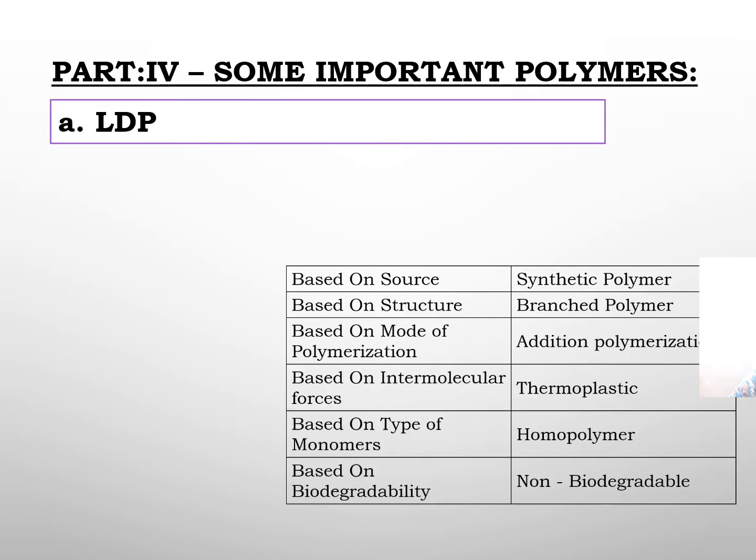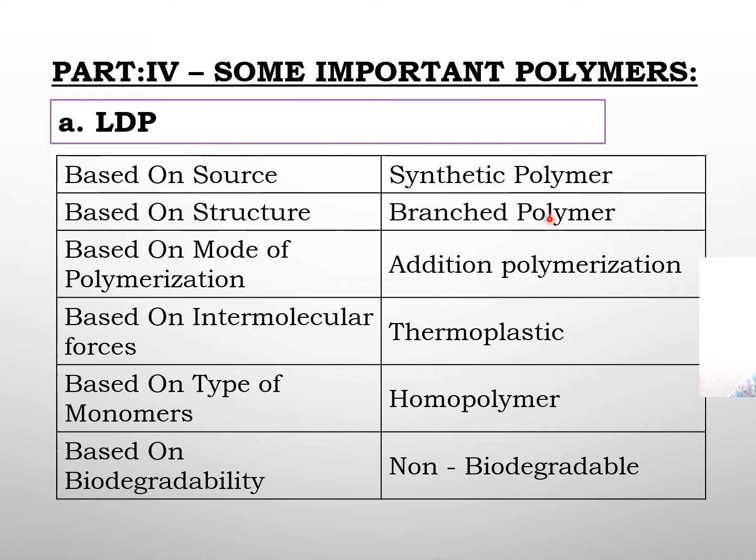So here are the characteristics of LDP. It is a synthetic polymer. It is a branched polymer. It is formed by addition polymerization. It is a thermoplastic and it is made up of a single type of monomer. So it is a homopolymer and it is non-biodegradable. So these are the characteristics and the category to which low density polythene belongs.